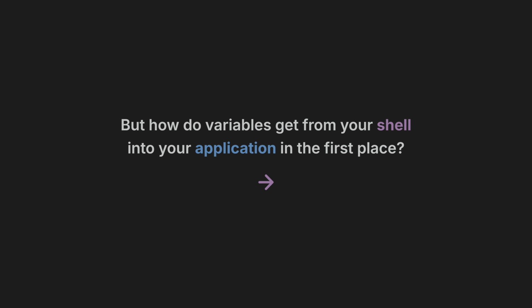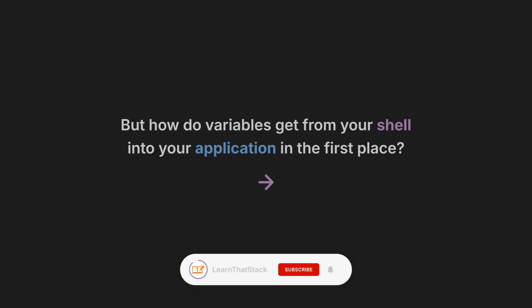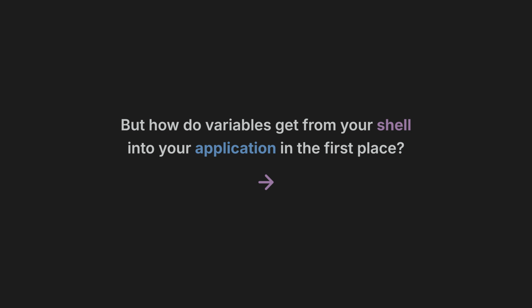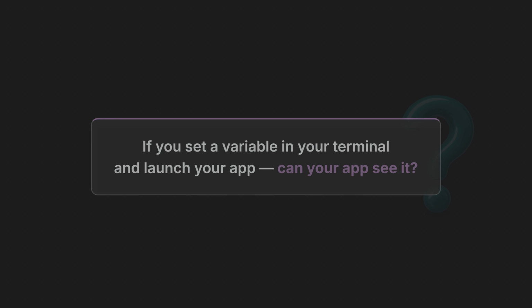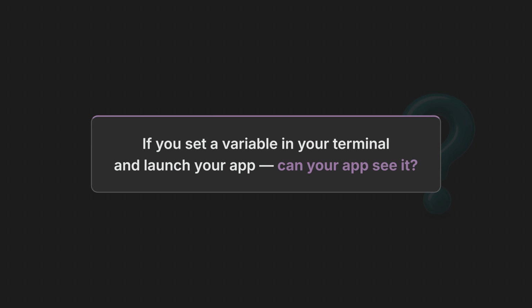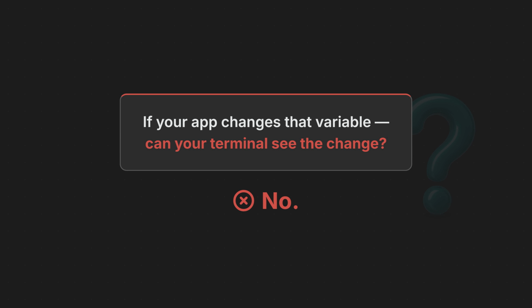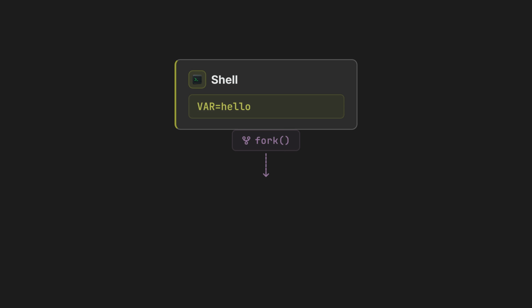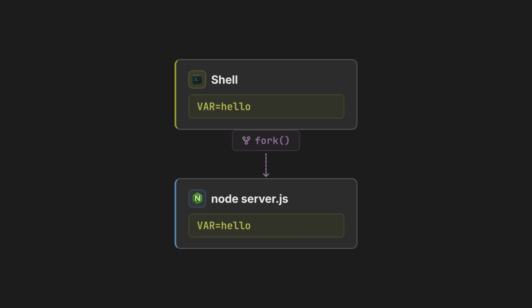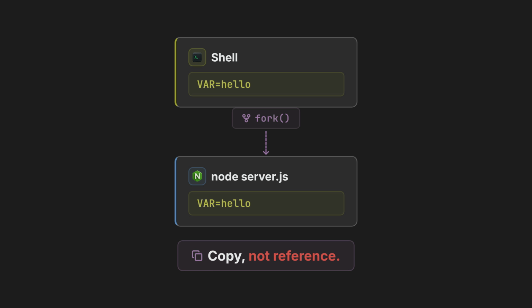Okay, so we know what environment variables are, where they come from, and what goes in them, but how do they actually get from your shell into your application? That's what process inheritance explains. Quick question. If you set a variable in your terminal and then launch your app, can your app see it? Yes. If your app changes that variable, can your terminal see the change? No, and here's why. When a process creates a child process, the child gets a copy of the parent's environment, not a reference, a copy. They're independent from that point on.